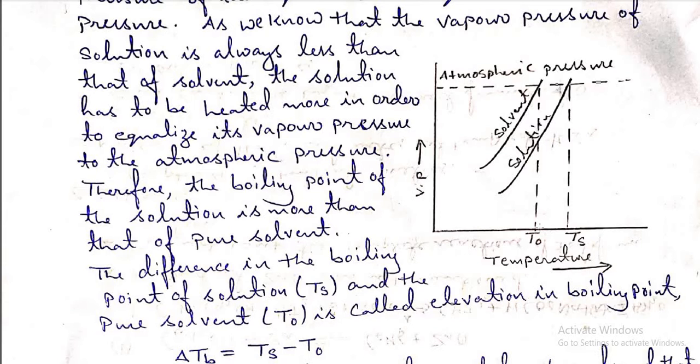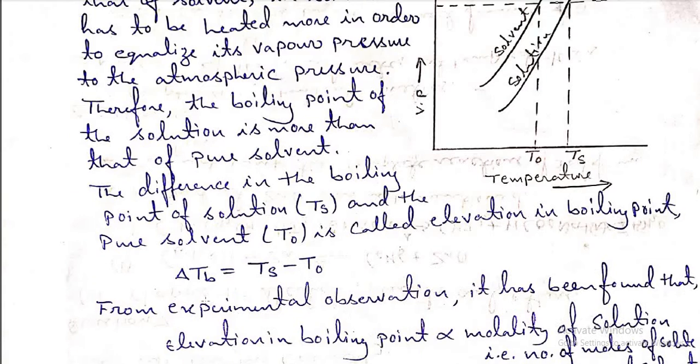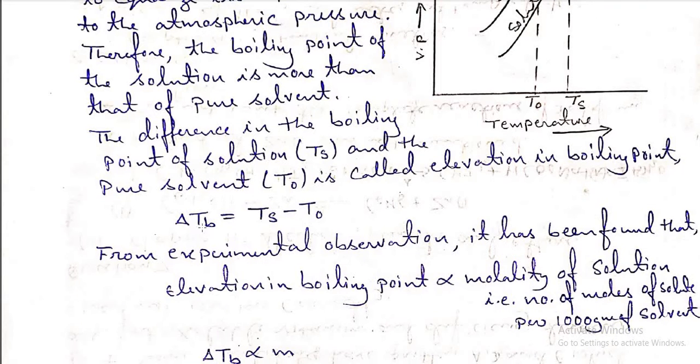Now this increase or change in the boiling point of the solution is known as elevation in boiling point. That means how much increase in boiling point has taken place. Therefore, the difference in the boiling point of a solution, denoted by T, and the pure solvent, denoted by T naught, is called elevation in boiling point. That means delta Tb, this is elevation in boiling point. Change or increase in boiling point is given by boiling point of the solution minus boiling point of the pure solvent.